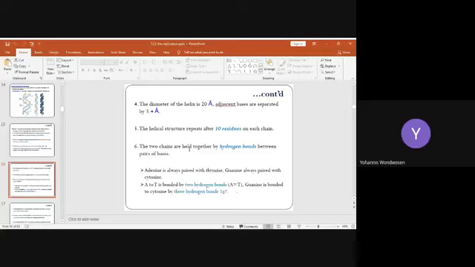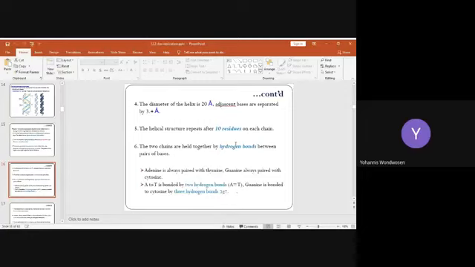In the Watson and Crick model of the DNA, the diameter of the helix is 20 angstrom, and adjacent bases are separated by 3.4 angstrom. We already said that one. The helical structure repeats after 10 residues on each chain. We saw earlier that in one full turn there are around 10 base residues. The two chains are held together by the internal hydrogen bonds for stabilization. Additionally, van der Waals interactions and dipole-dipole interactions also exist.